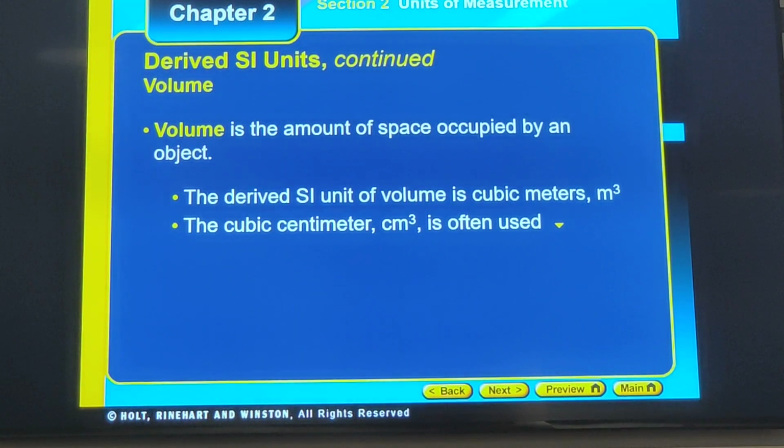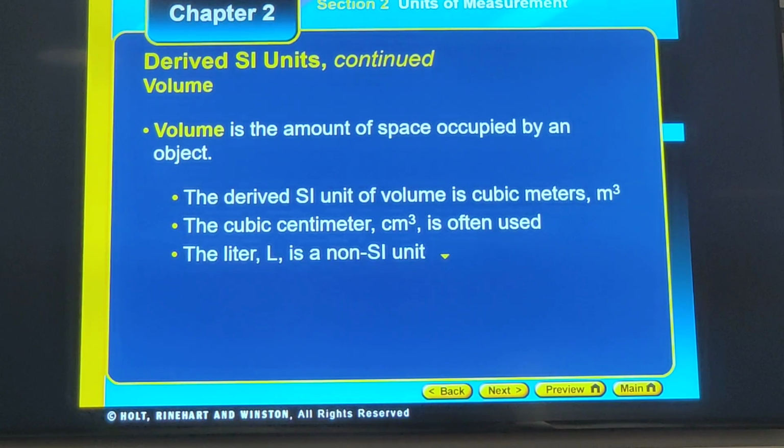Do any of you have parents that work in the medical profession? Anybody in here? If you talk to a nurse, they'll say maybe that they're supposed to be given so many cc's of something. Well, cc's is just short for cubic centimeter. It turns out that it's the same as a milliliter.